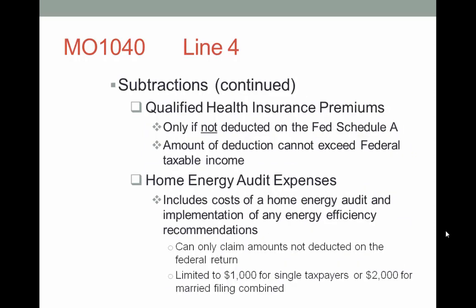A couple of other subtractions. If we have somebody who had qualified health insurance premiums and they were not deducted on the federal Schedule A, then we get to take a deduction for those on the Missouri return. And of course, the reason that they wouldn't be deductible on the federal return would be if we have somebody who took the standard deduction rather than itemizing. So if they didn't get to take a deduction for them on the federal return, then they get to take a deduction for them on Missouri.